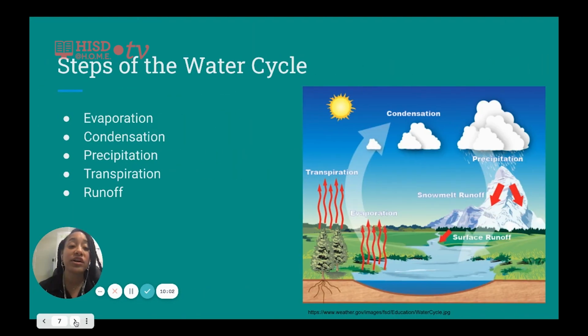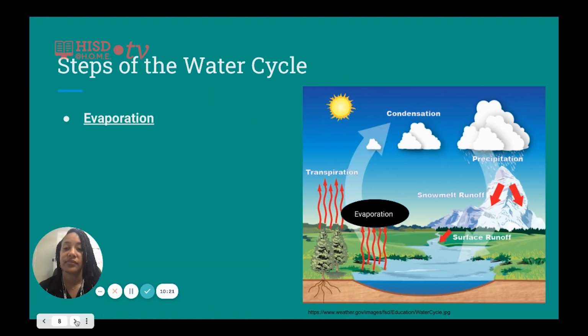The steps to the water cycle, which we're going to talk about individually, are evaporation, condensation, precipitation, transpiration, and then runoff. And here is a diagram that shows you all of the stages working together. Let's start with evaporation.